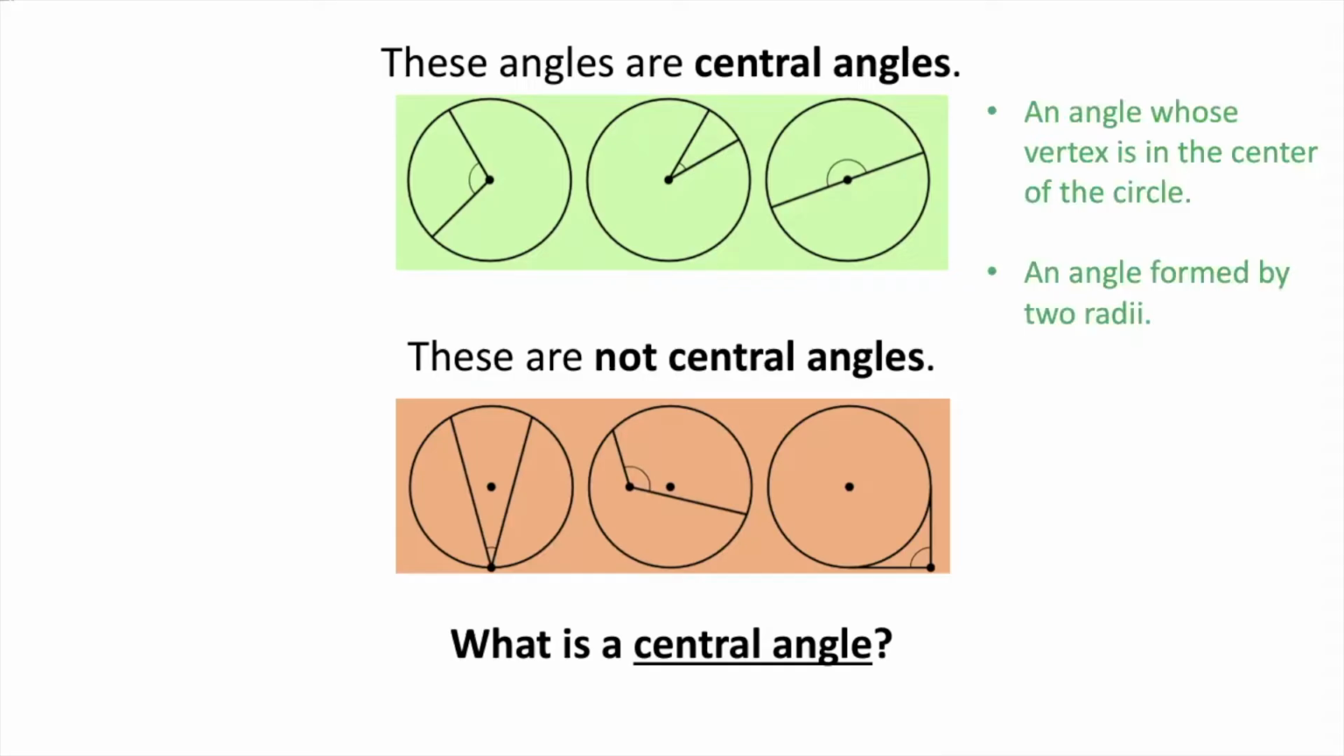So one formal definition of a central angle is an angle whose vertex is in the center of the circle. So the vertex of the angle, or sort of the corner of the angle, is at the center. Another definition is an angle formed by 2 radii. So if you notice in all of these central angles, this is a radius and this is another radius. So a central angle is an angle formed by 2 radii.